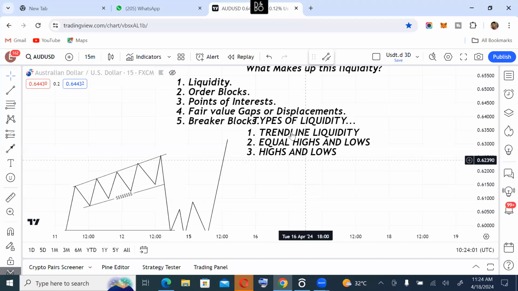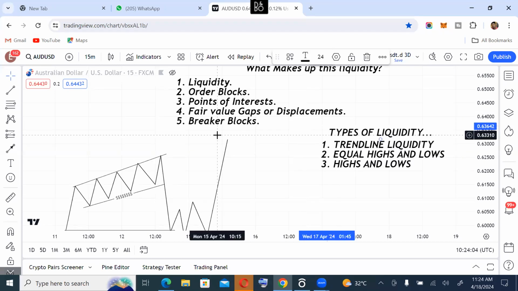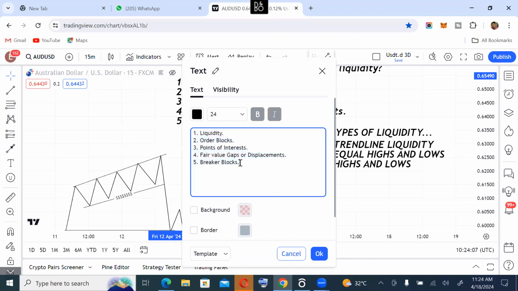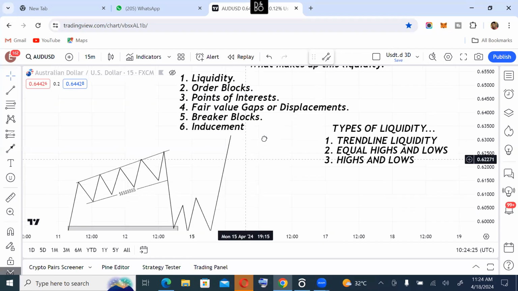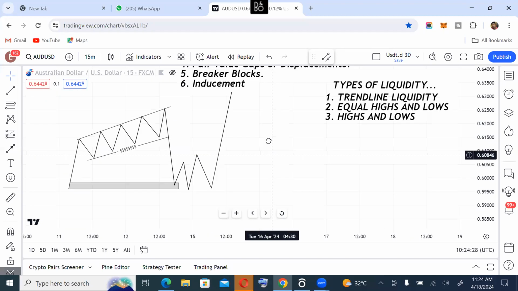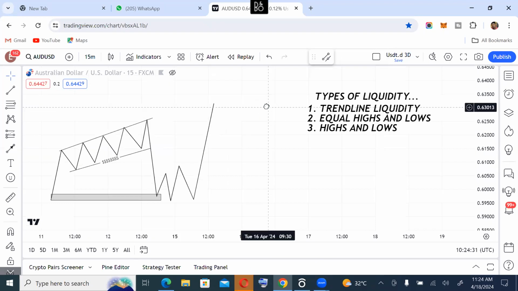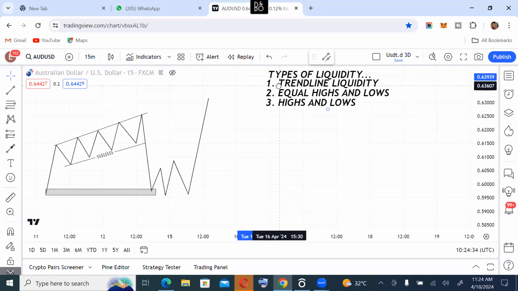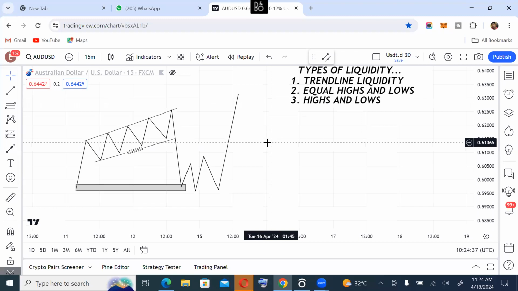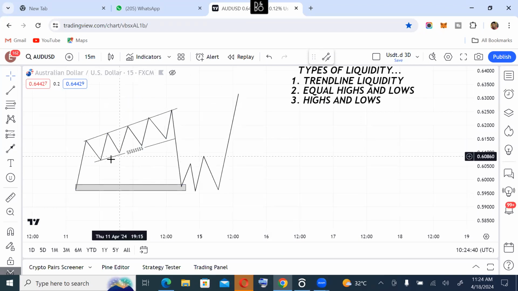Forgot to add one more. Number six. Let me add it to this. Six: inducement, very important. So basically, this is a trend line liquidity. Now, this is what we call inducement. They have been induced to go into the trade. Inducement is what creates the liquidity.